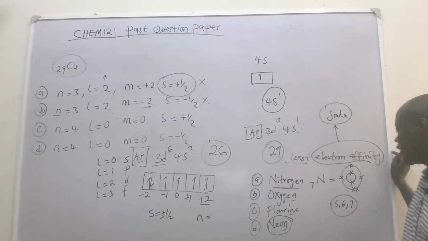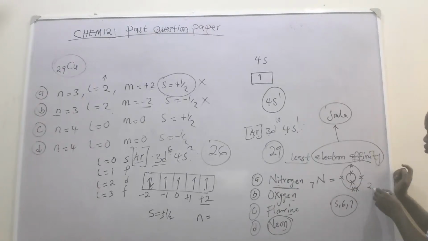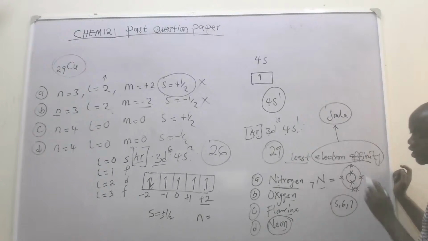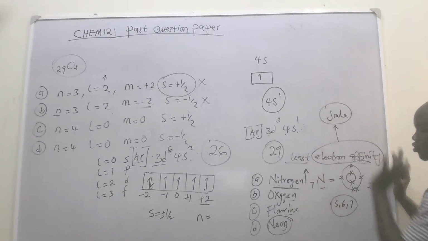What I want you to understand here, ladies and gentlemen, is that nitrogen has 2, 5, so it has 5 electrons on the outermost shell. That means nitrogen is a non-metal, and it has a very strong electron affinity because it can easily attract electrons toward itself. That is why nitrogen is one of the elements that have high electron affinity.